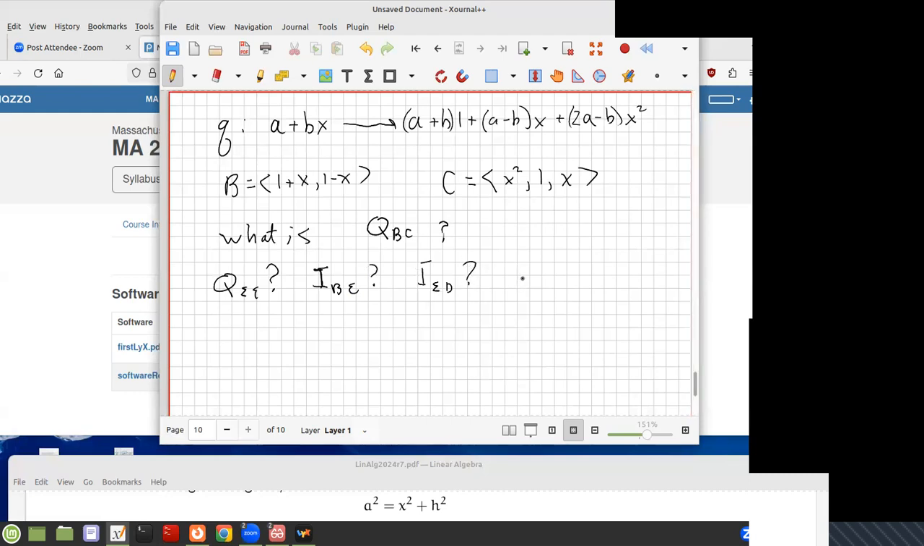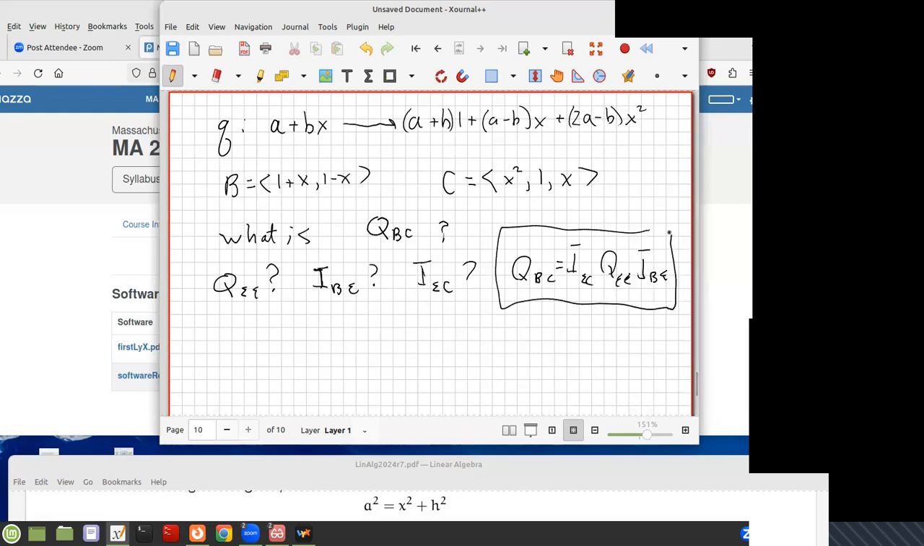So you could calculate QBC equals IBE QEE and IEC. There's no D. So you could calculate this directly, right? But you could calculate it this way. So this is method option A. This is option B.